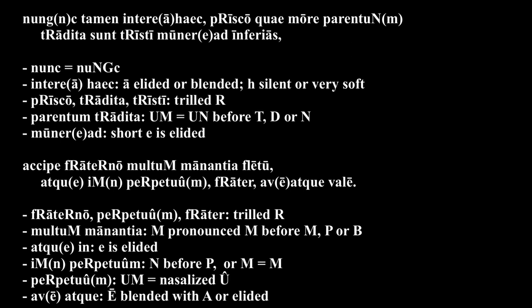For nunc, the N before a C would be pronounced like an NG. So it's not nunc, it's nunc. For intere haec, the A could be elided or blended. The H would be either silent or pronounced very softly. So, intere haec. Prisco, tradita, tristi, the R's there are all trilled. For parentum tradita, the UM followed by a T or a D or an N is pronounced like a UN. So it's parentum, not parentum. Munerad, the short E here is elided.